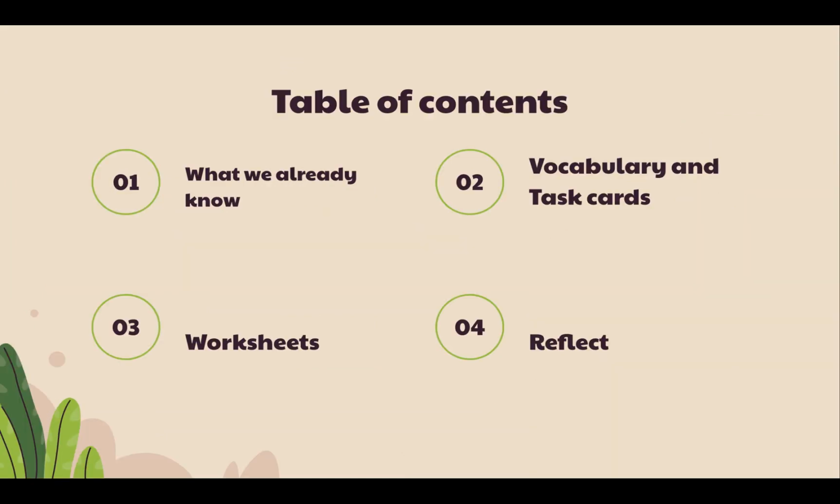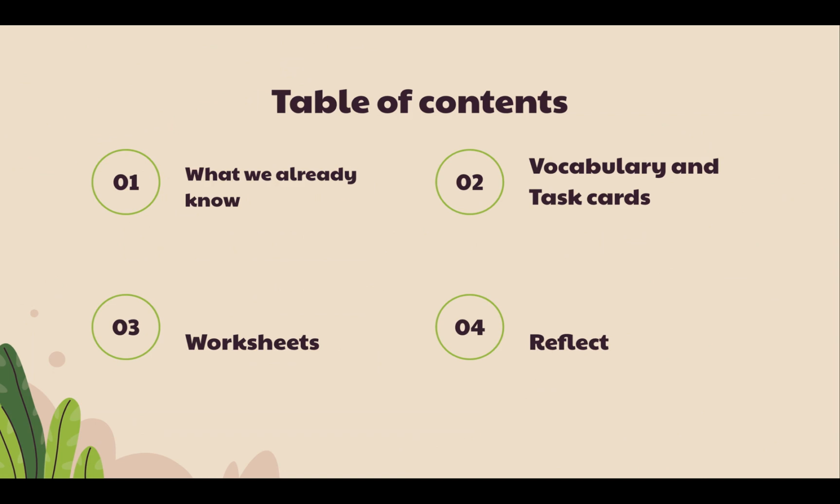For my table of contents, I would like to start off with a discussion of what we already know, just to see what we have learned with our prior knowledge and how we can make connections with our future goals of this lesson. And then I would like to move into vocabulary cards, and vocabulary cards will just sum up some words that we're going to be using with our worksheets and task cards. As for task cards, they will be given to us individually, and then I would like to compare answers with partners as well as the class.